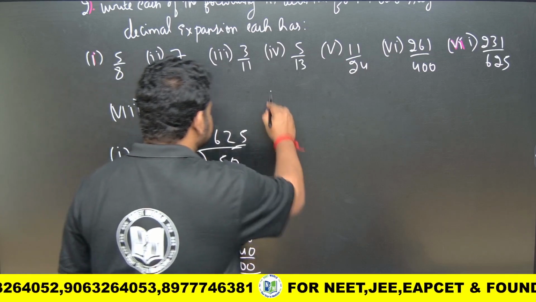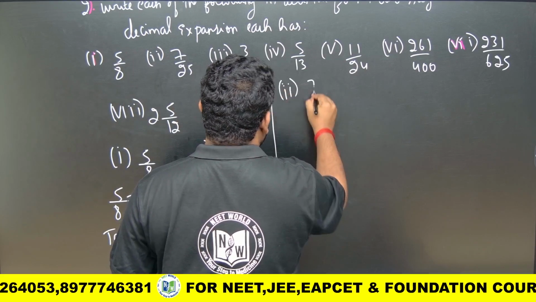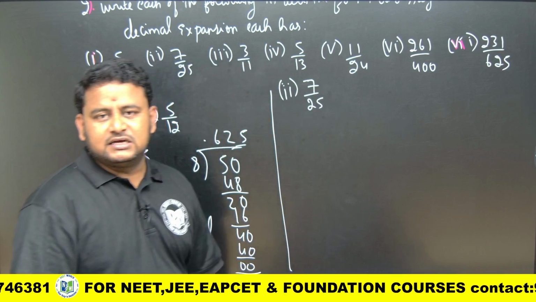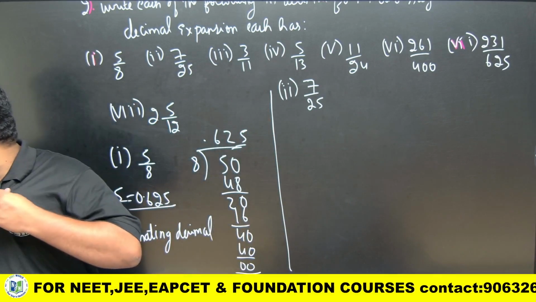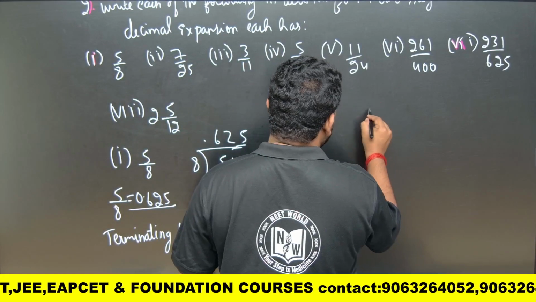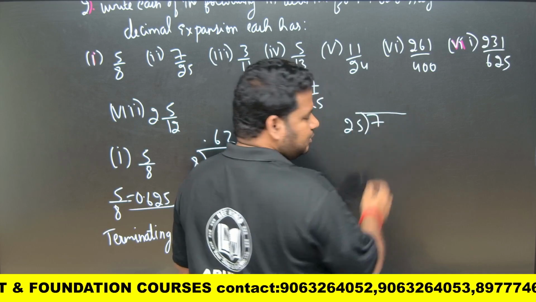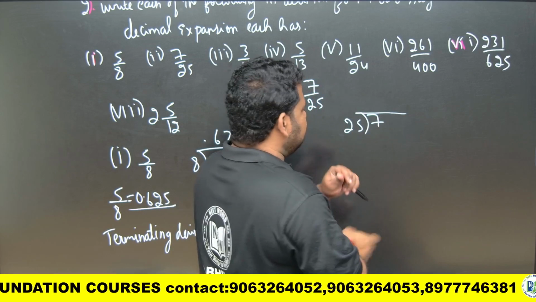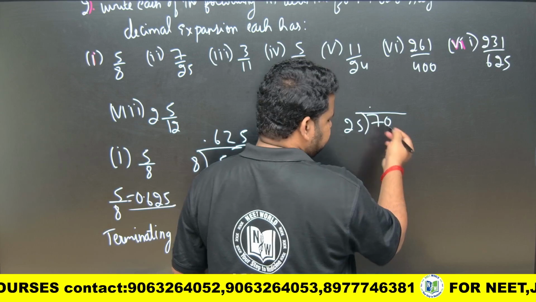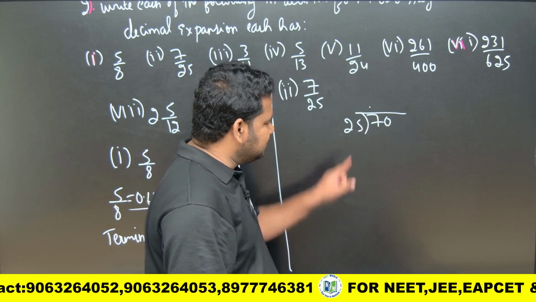Now let us have a look at the second question. What they have given? 7 by 25. That means we have to divide 7 by 25. I'll write it here like this, 7, and 25 will be here. Directly I cannot divide because 7 is less than 25. I have to put a decimal point here. This will become 0, and 7 will become 70.